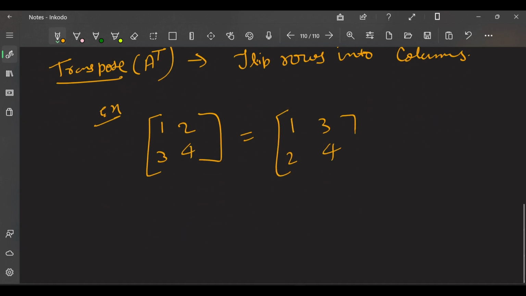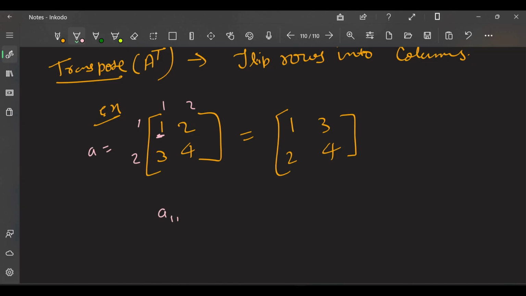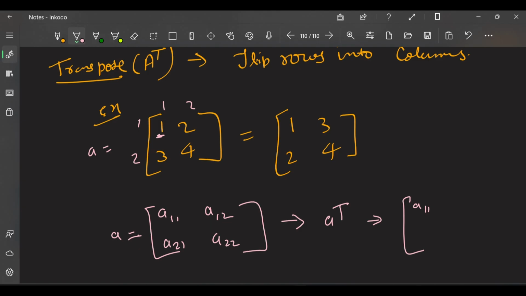So what basically happens here? Suppose this is 1, 2, 1, 2. What is the indexing of this? Suppose this matrix is given like A11, A12, A21, A22. So this is your matrix. How will it get flipped? When you take the transpose, A is equal to this much, and A transpose will be A11, A21, A12, and A22. So I hope I am clear with the transpose of a matrix.